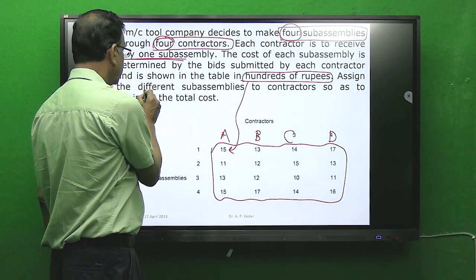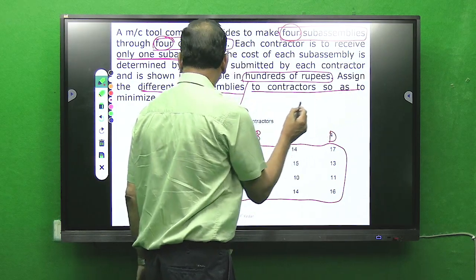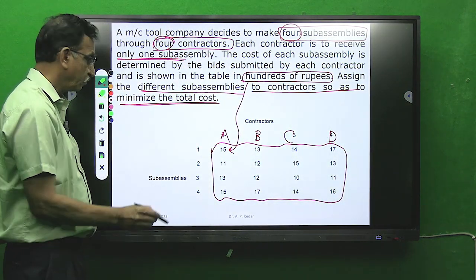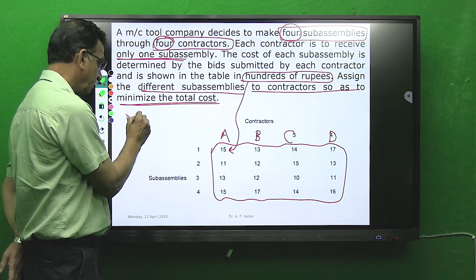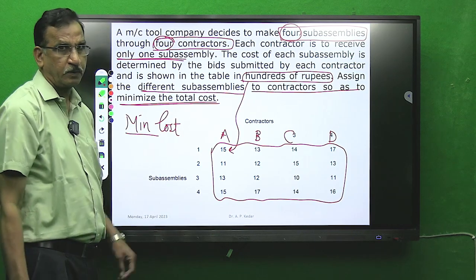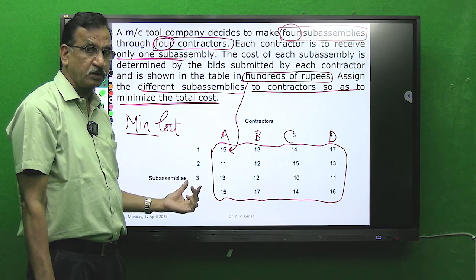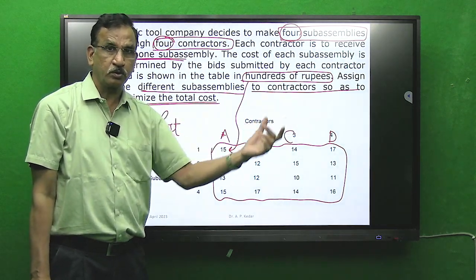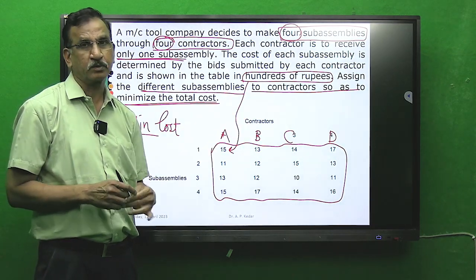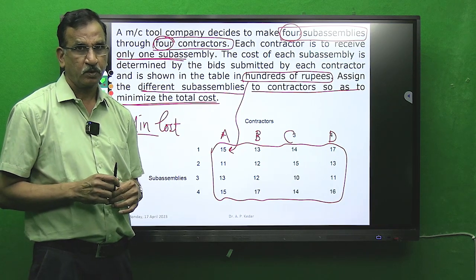Assign the different sub-assemblies. What is the ask? Assign different sub-assemblies to contractors so as to minimize the total cost. So the objective function is very clear now. What is the objective function? You have to solve this problem for minimization of cost. That means assign these 4 sub-assemblies to 4 contractors 1-to-1. Each contractor will receive only 1 sub-assembly out of these 4, or vice versa.